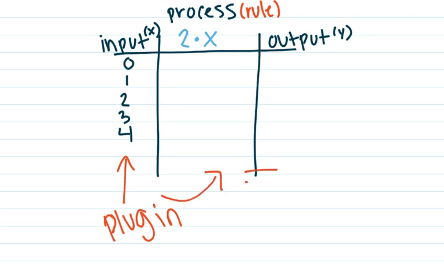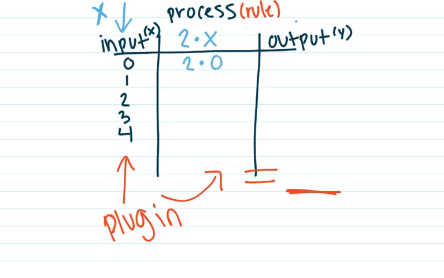And when we do that, it's going to spit out our answer, and that's going to go over here in this column where the outputs are. So let's go ahead. Now this process, our rule for this table is 2 times x, meaning that all of these numbers here, these are our x's, we're going to multiply them all times 2. And in that middle column there is where I'm going to show my work.